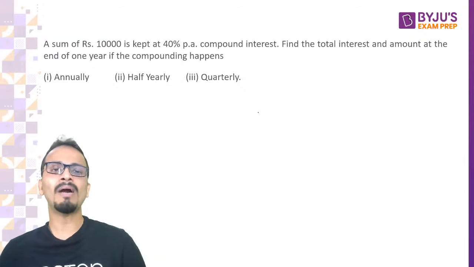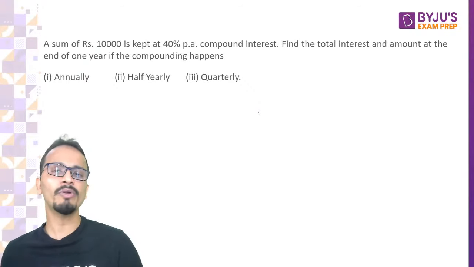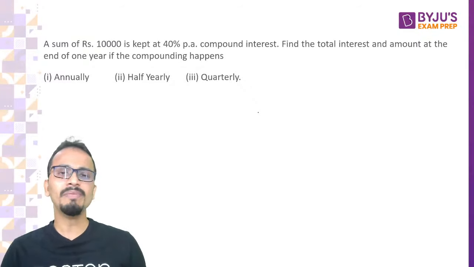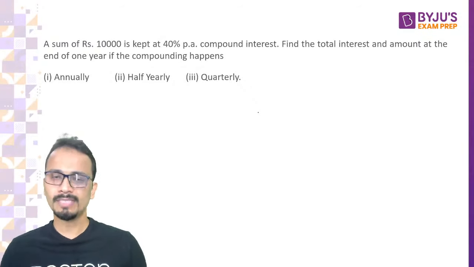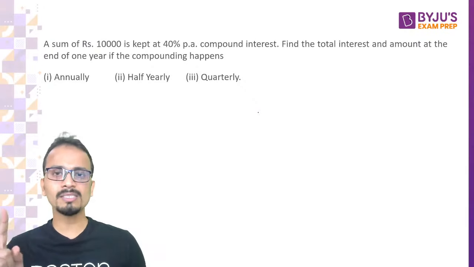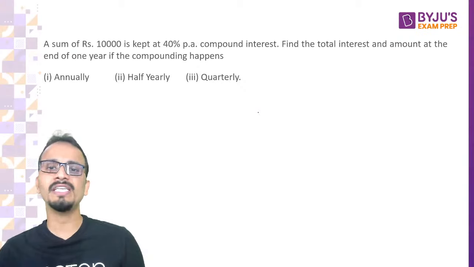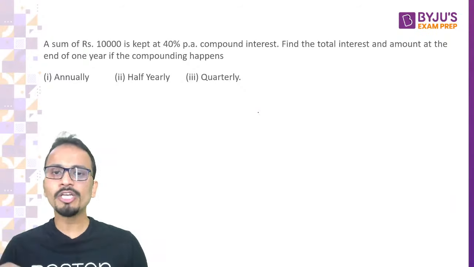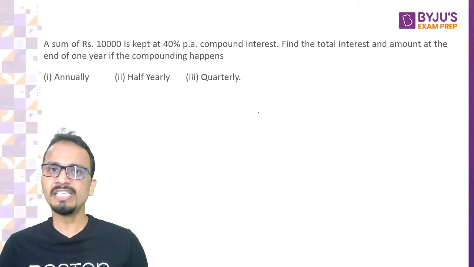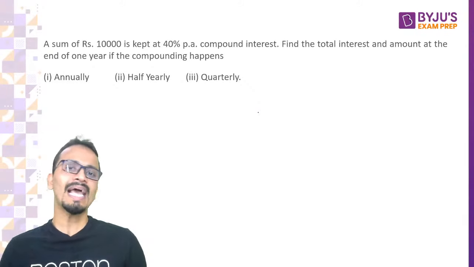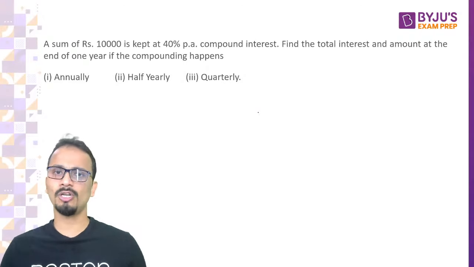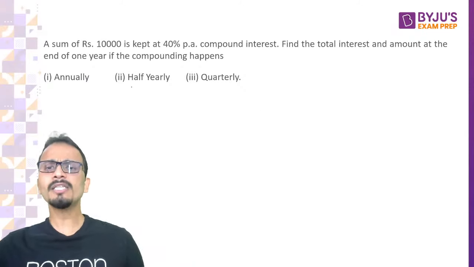Now, what do I mean by compounded annually, compounded half yearly, compounded quarterly? It means a very simple thing. Compounded annually means calculated annually. That means the calculation will happen once after the end of every year. Compounded half yearly means the calculation will happen at the end of every half year. That means at the end of every 6 months. Quarterly means calculation will happen at the end of every quarter. That means after every 3 months. That's all.